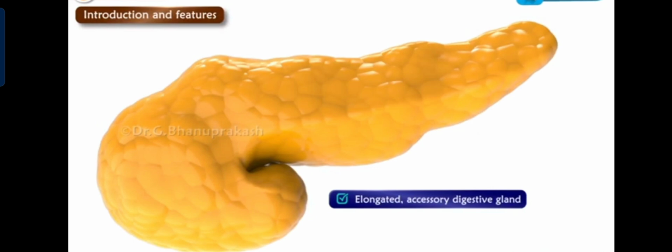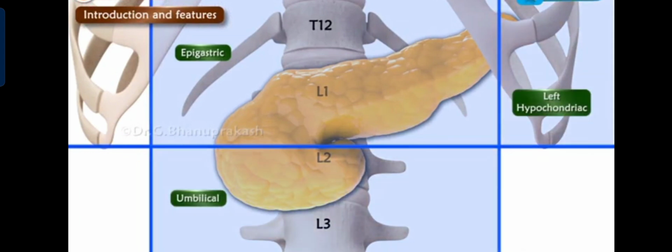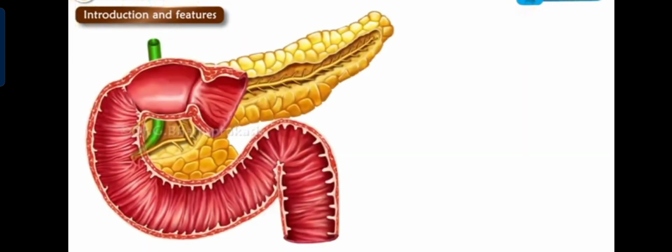So, pancreas is an elongated accessory digestive gland which is situated on the posterior wall of the abdomen. It lies in the epigastric region, umbilical region and left hypochondriac region. These are the 9 regions of the abdomen which were discussed in previous videos.